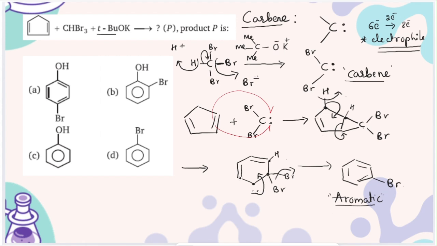And what is the final product we got here? The final product we got here is bromobenzene. Therefore the right option is option D. This is one way of doing the series of reactions.